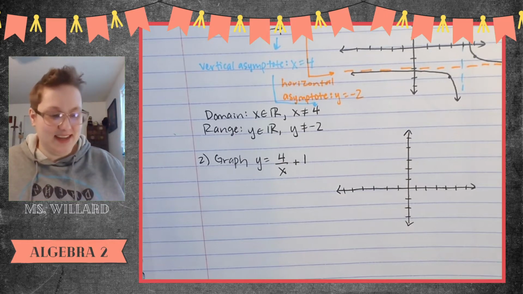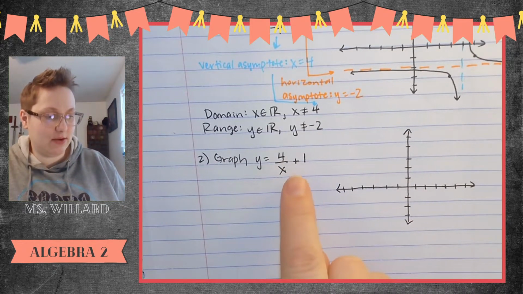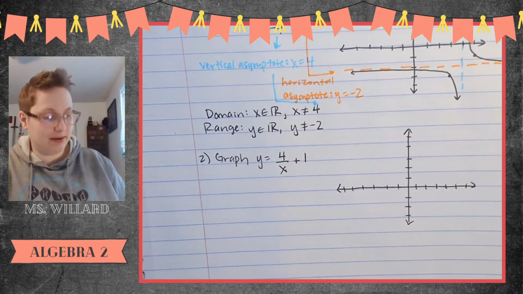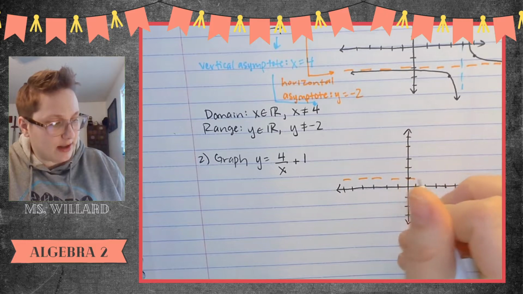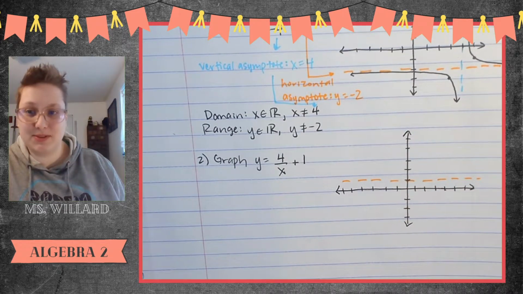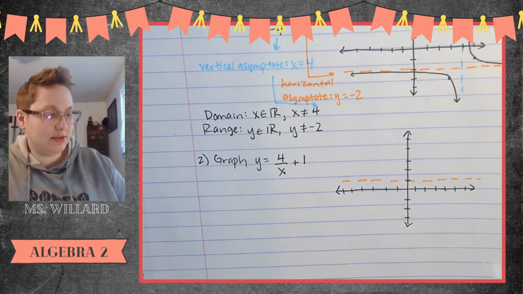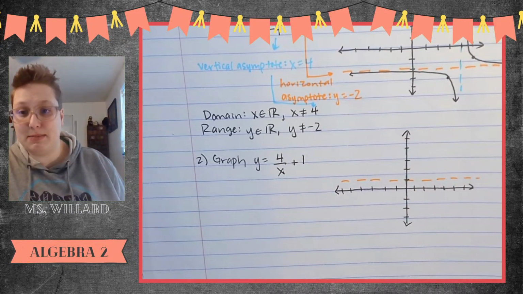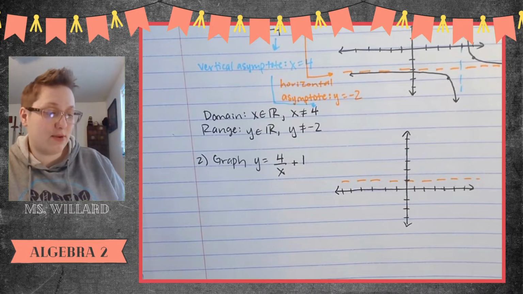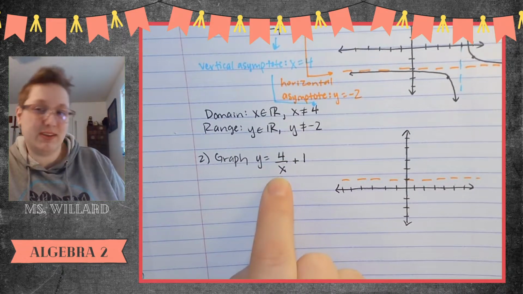Okay, so we're gonna do the same thing again though. Our horizontal asymptote is gonna be up at 1. Our vertical asymptote has not moved, so it's gonna be at 0. If it helps you, you can draw a line straight down through 0. Somebody's gonna ask me, Miss, why isn't it 4? Well, 4 is my stretch factor. It's not gonna move it left or right.